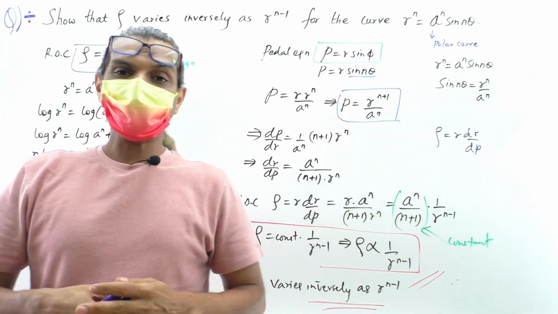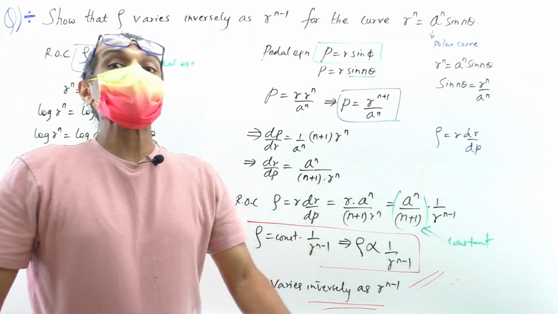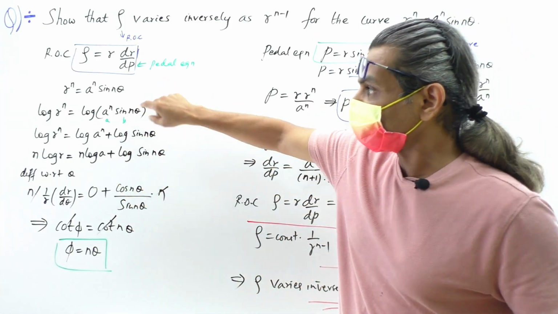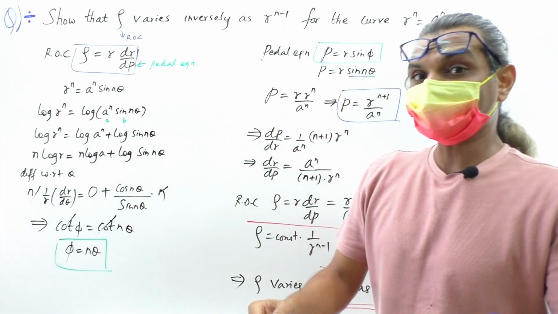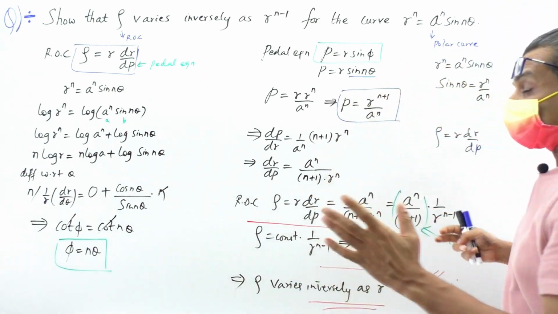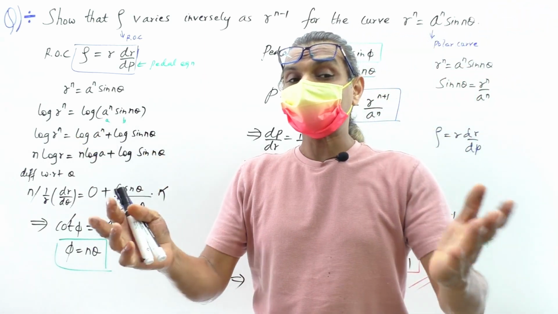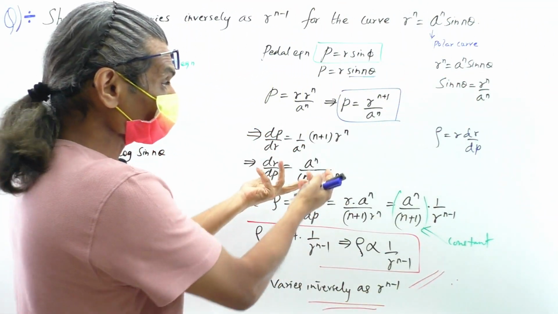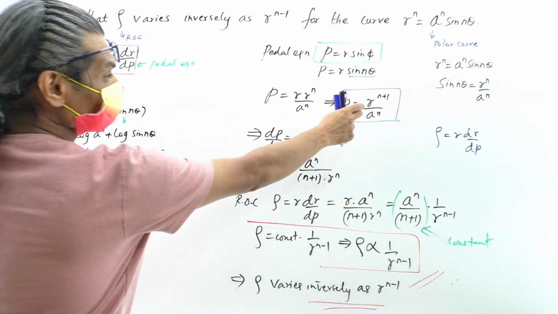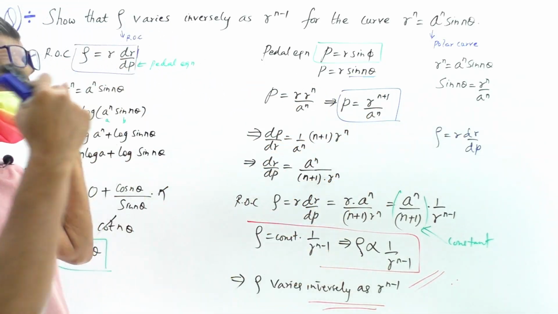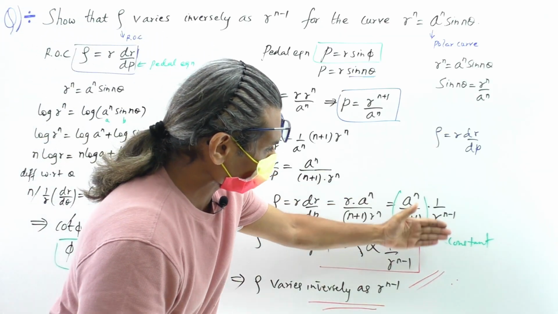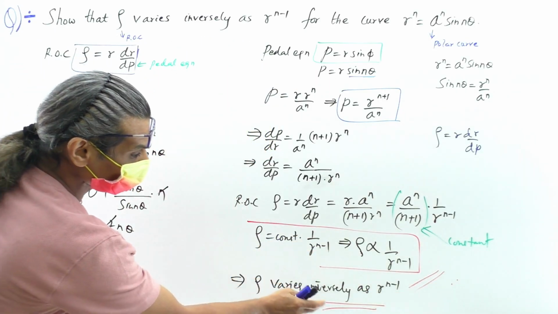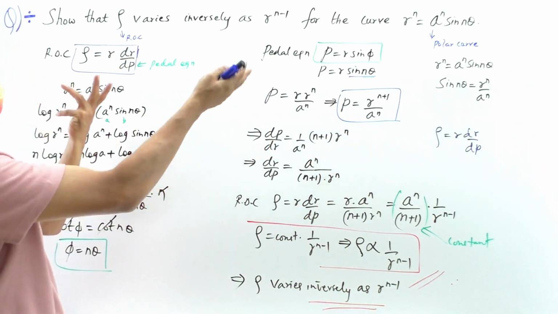Whenever the question asks for finding the radius of curvature for a polar curve, use this. It will be very easy for you. Rho is equal to r dr by dp, where p is the pedal equation. Apply log on both sides and find phi. From phi we find the pedal equation, p is r sin phi. The pedal equation should again be a constant, so where do you find the value of theta? From the question. Put it here and you get the pedal equation. Differentiate to get dp by dr, inverse it, and put it in the formula rho is equal to r dr by dp. As we found, a^n by (n+1) is constant, and 1 upon r^(n-1) means it varies inversely. Therefore rho varies inversely as r^(n-1) for this given curve.